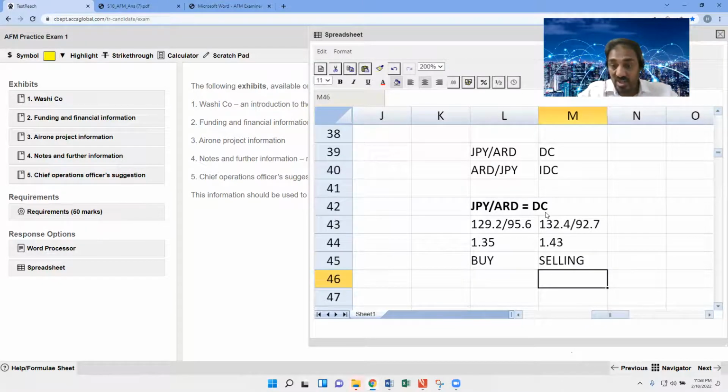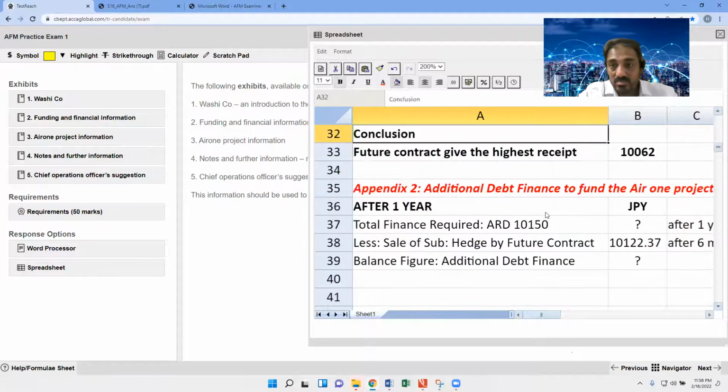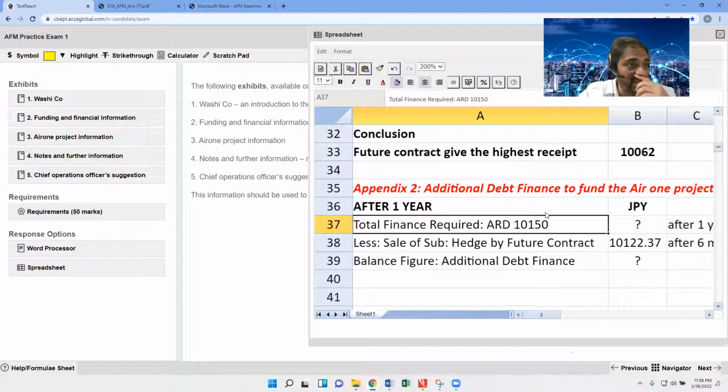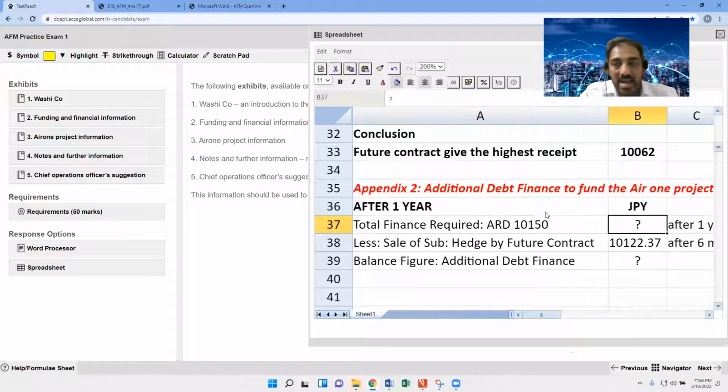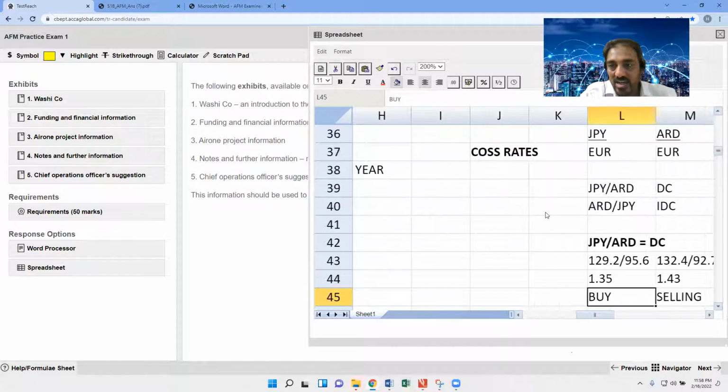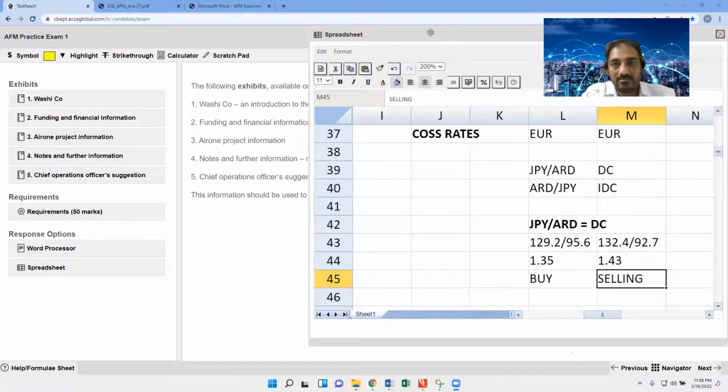We are not hedging here. We are just at the spot. We require 10,150 ARD. We need to buy, the bank will sell. In a direct quote, the higher one is selling. We need to buy ARD, the bank will sell, so the higher one applies. That's why we will take the 1.43, whatever 1.42843. Everyone is clear?